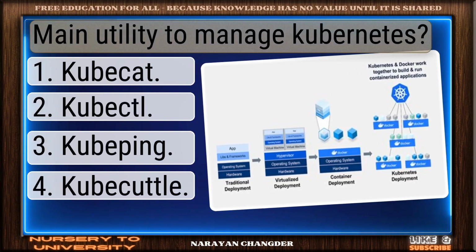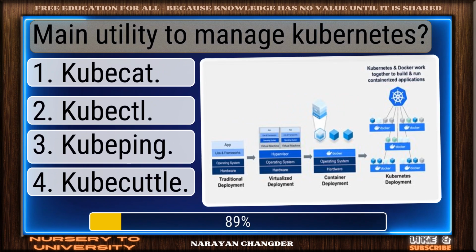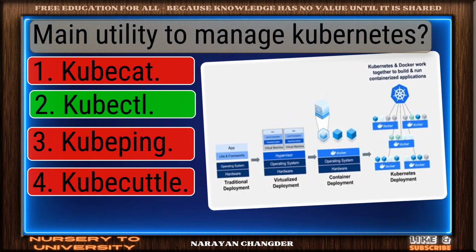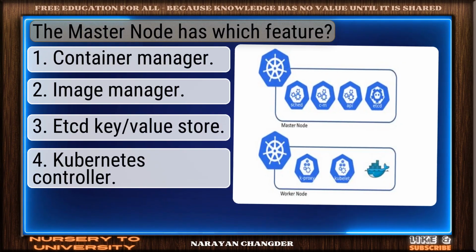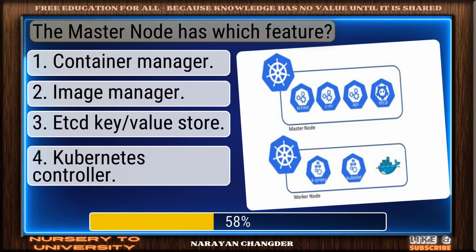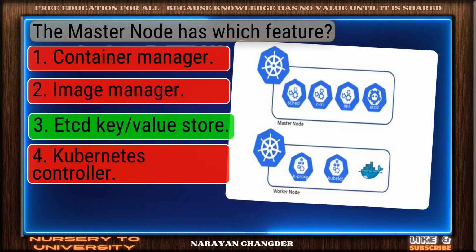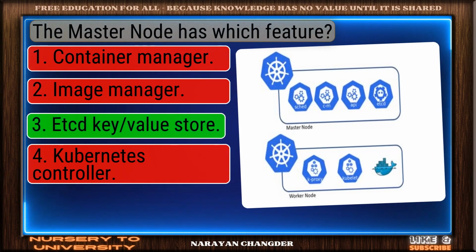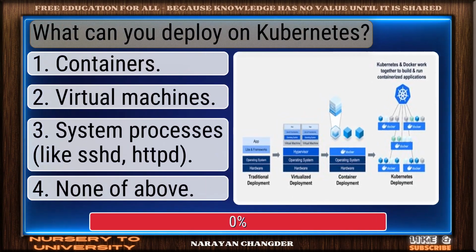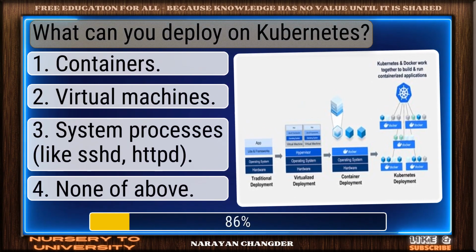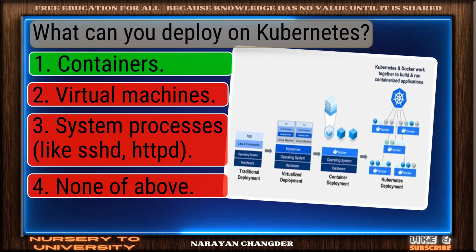Question number 72. Main utility to manage Kubernetes. You're right. Kubectl is the correct answer. Question number 73. The master node has which feature? Sharp thinking. Etcd key value store is the right choice. Question number 74. What can you deploy on Kubernetes? Correct. Containers is the right answer.